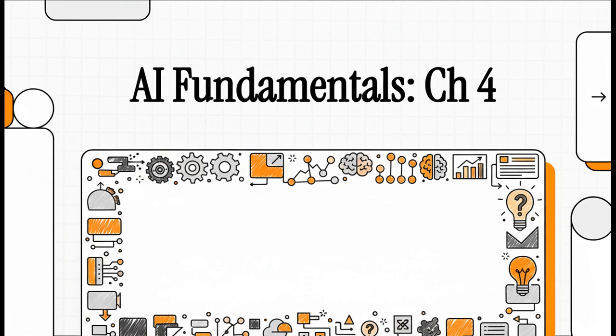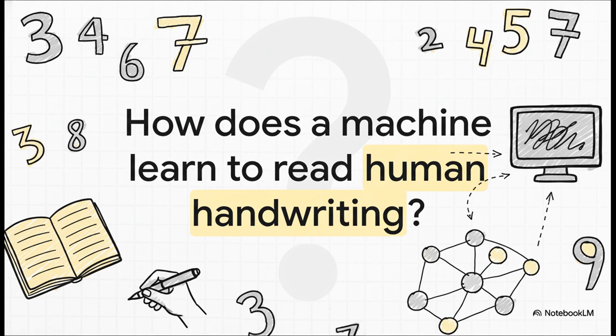Let's get into it. So, to kick things off, let's think about a really classic problem, one that researchers have been banging their heads against for decades. How on earth does a machine learn to read human handwriting? I mean, look at this. It's just a simple digit, right? But our handwriting is messy, it's inconsistent, it's full of little quirks. How can a computer possibly make sense of all that chaos?